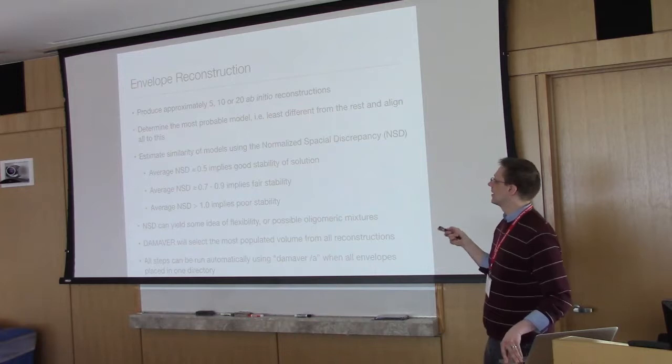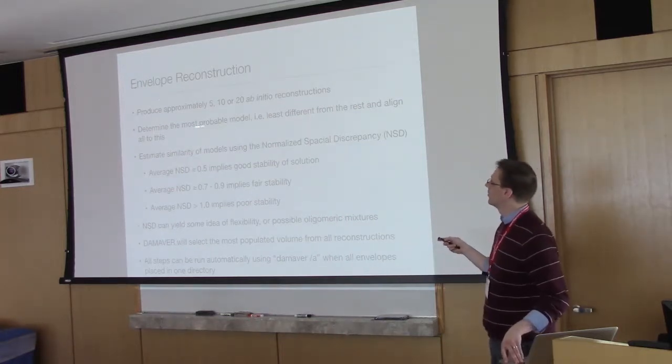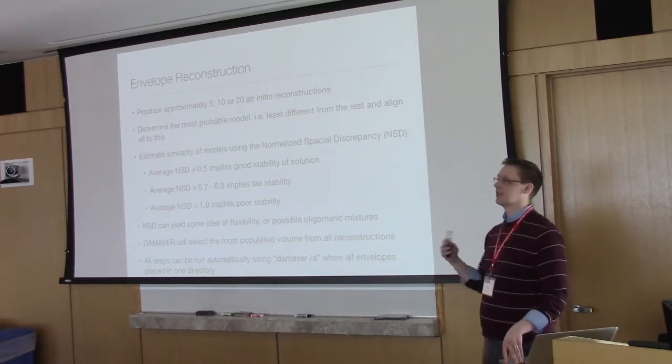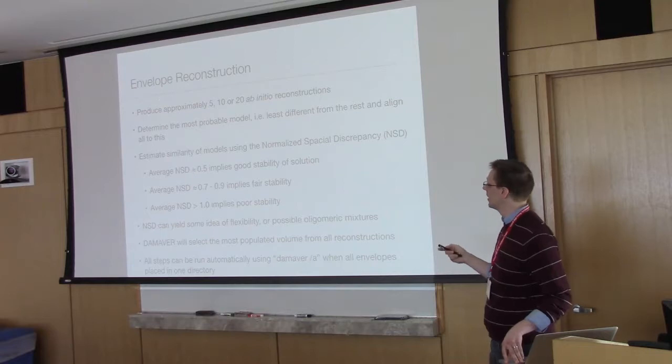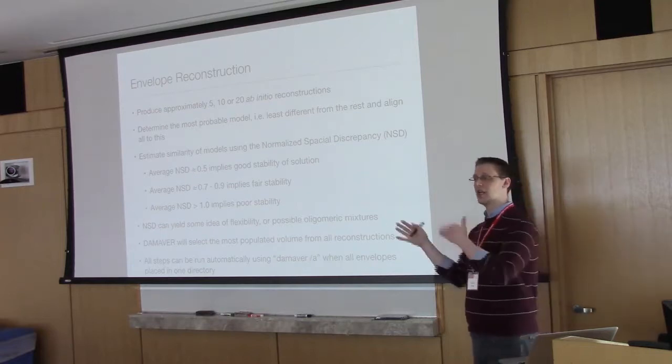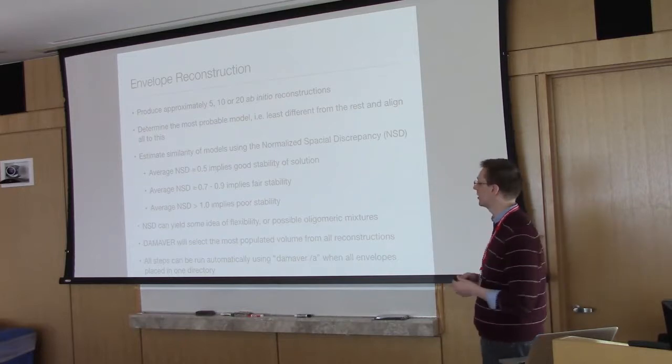So typically you're producing something like 5, 10, 20 ab initio reconstructions. You determine the most probable model, which is effectively the most similar. And you align everything to that, and then you see how different all of the other models are compared to that one. And this gives you an idea of how reproducible your reconstructions are.